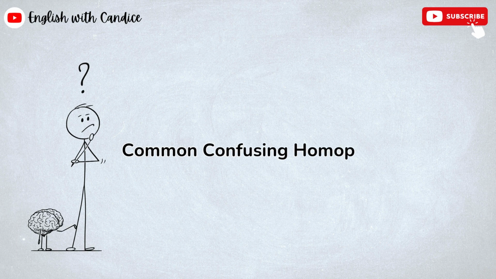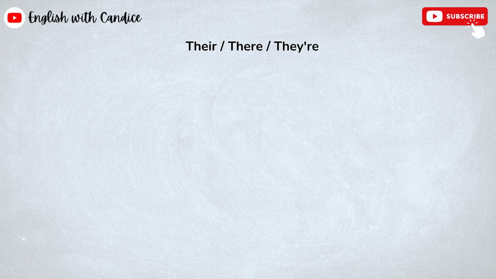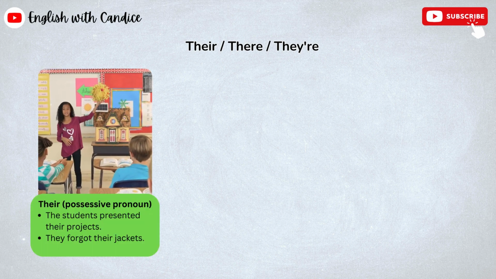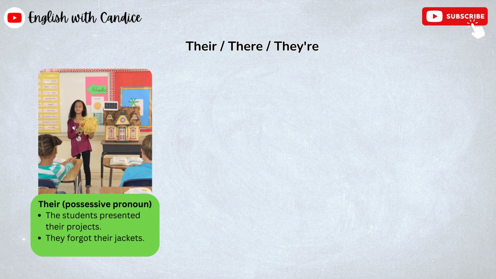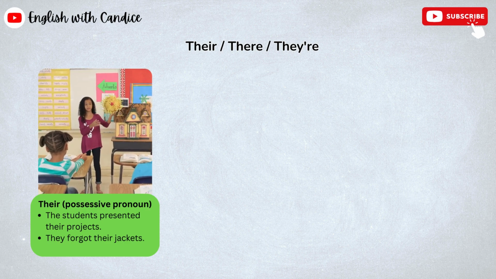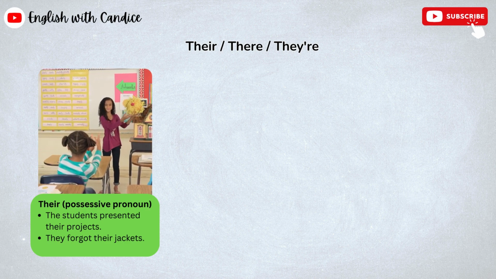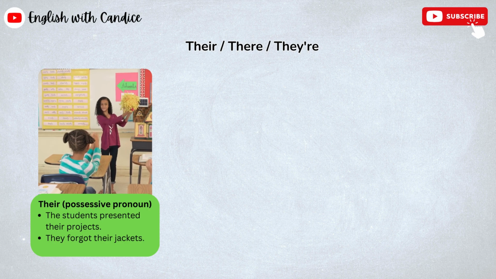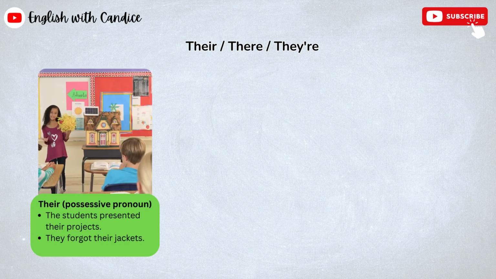Let's go over the most commonly confused homophones with examples. Starting with there. There can be used in three different ways. We have their, spelled T-H-E-I-R, which is a possessive pronoun. For example, the students presented their projects and they forgot their jackets. We are showing possession or ownership.